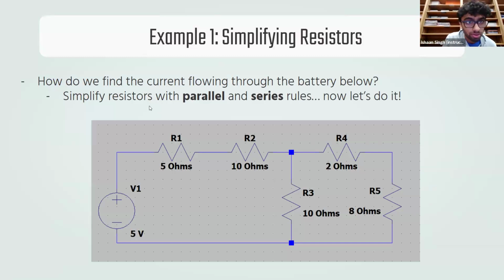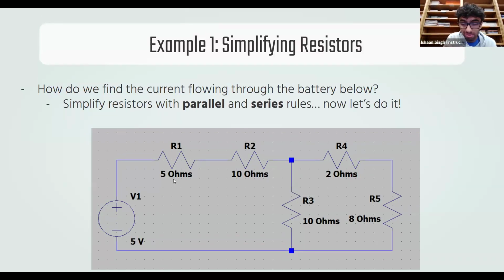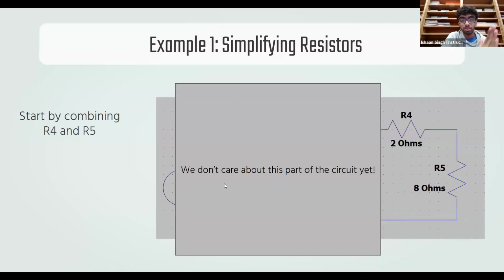But let me first walk through this. So how do we find the current flowing through the battery in this circuit? It's the same thing. We can't just do it quickly. So first, we're just gonna go from the right and work towards the battery. We're gonna work in the opposite direction, right? So suppose first we want to combine R4 and R5 into a single resistor. How do we do that? Someone tell me.